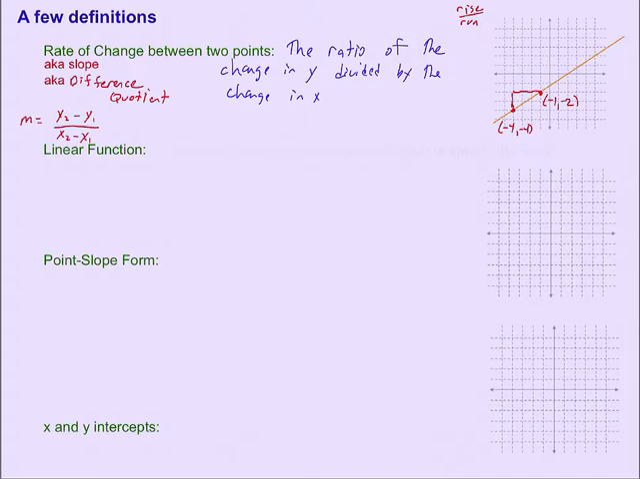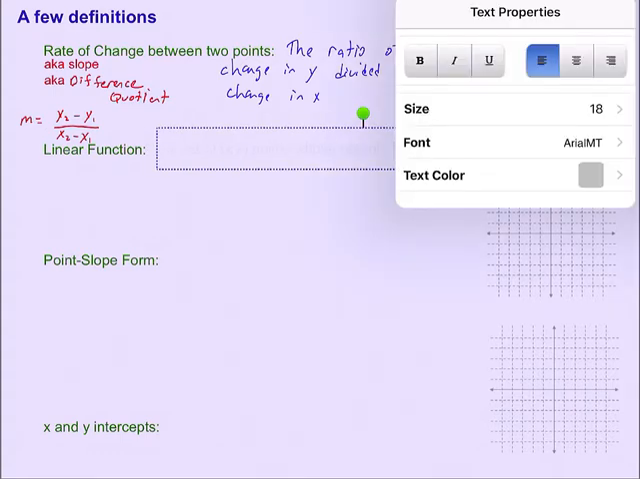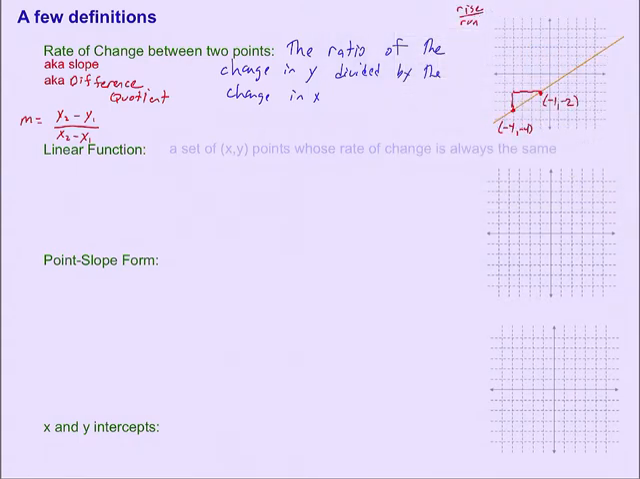Now, for any 2 points on a function, you can calculate the rate of change. Most of the time, and for almost every function we're going to see all year long, the rate of change is not going to be the same for 2 points on a curve as it would be for another 2 points, except the one exception, which is the type of function you are already experts in, which is called a linear function. A linear function is a set of points whose rate of change is always the same.